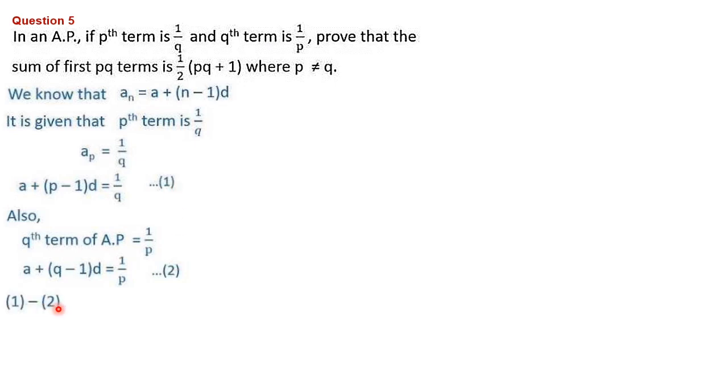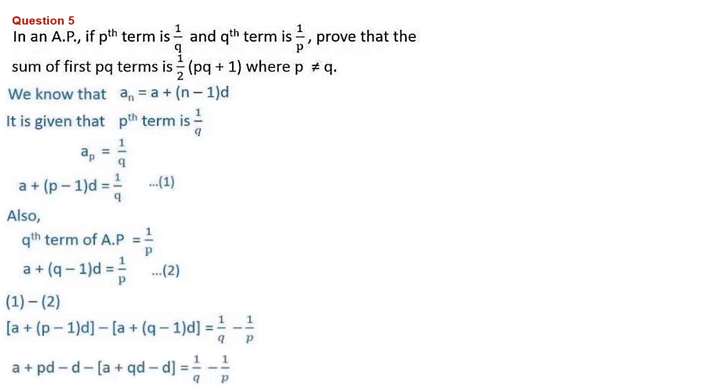Now we can do 1 minus 2, because we need the common difference. For that, one term we have to eliminate. Here a is easy to eliminate if you subtract. a plus p minus 1 into d, minus a plus q minus 1 into d, is equal to the right side difference, 1 by q minus 1 by p. Then remove the bracket. a plus p into d is pd, minus 1 into d is minus d; minus, inside the bracket first, a plus qd minus d, is equal to the right side, the same 1 by q minus 1 by p.